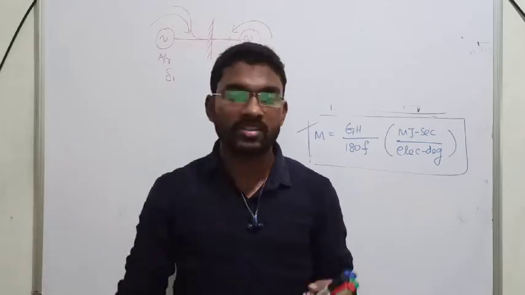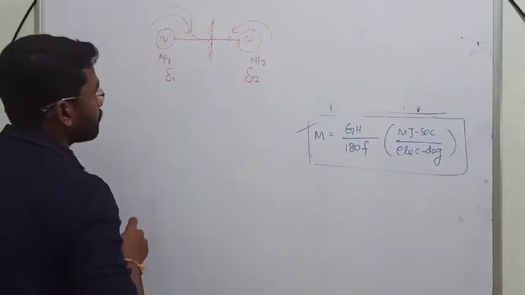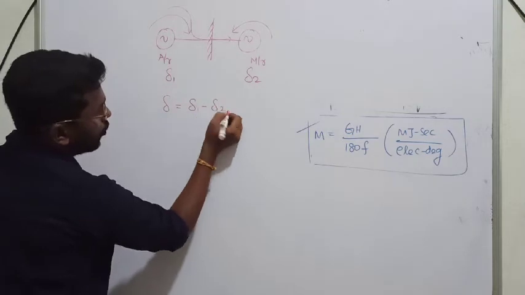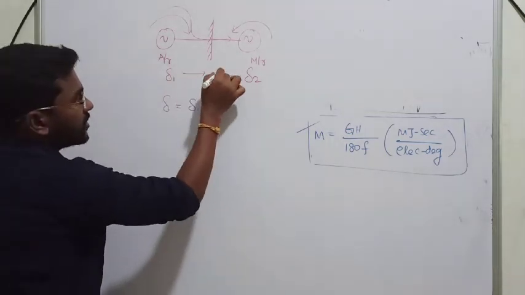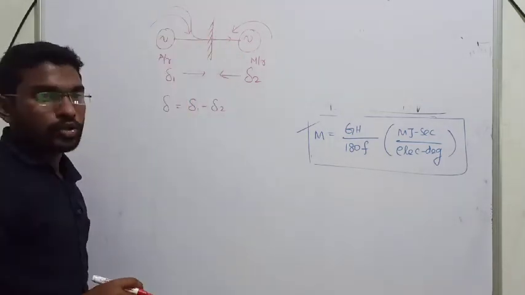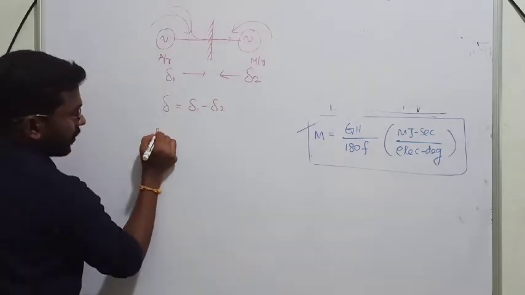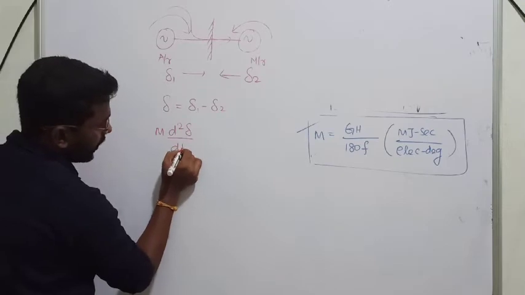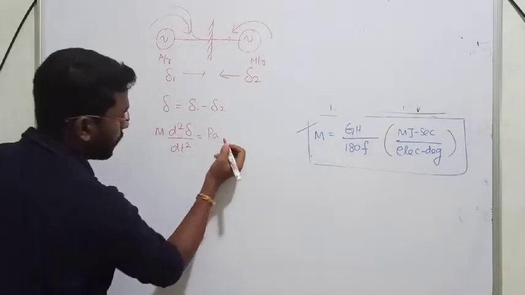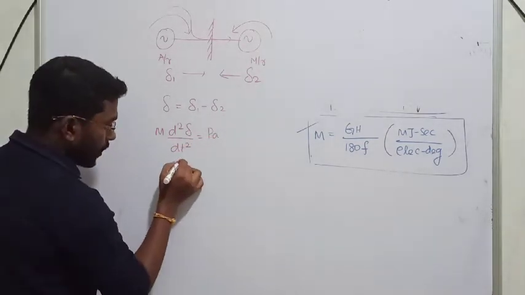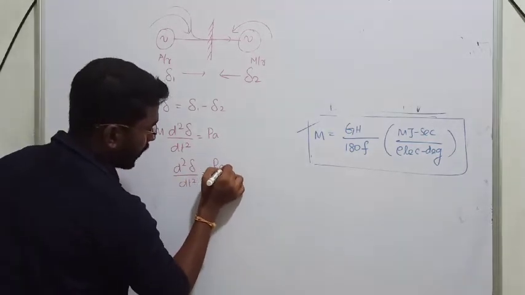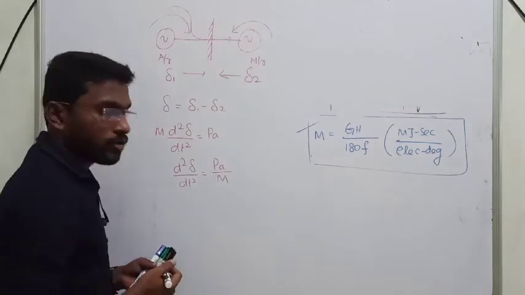We cannot say that statement is wrong now. So the conclusion is, the overall value of del will become del 1 minus del 2. Why, sir? Both are opposing each other, in the opposite direction. So in this case, once again, we all know this equation can be written as m into d square del by dt square should be equal to accelerated power Pa. In the next step, d square del by dt square can be written as accelerated power Pa divided by inertia constant m. Of course, this is correct, right?